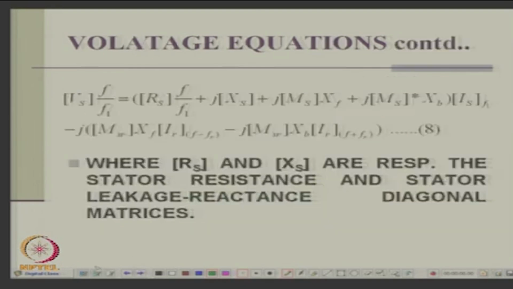Then we wrote this, when it is referred to the fundamental frequency f by f1. So, this will be RR into f by f1, they will all be corresponding to the base frequency. Okay. Vs into f by f1, MS, MS star and MSR star, okay, fine.